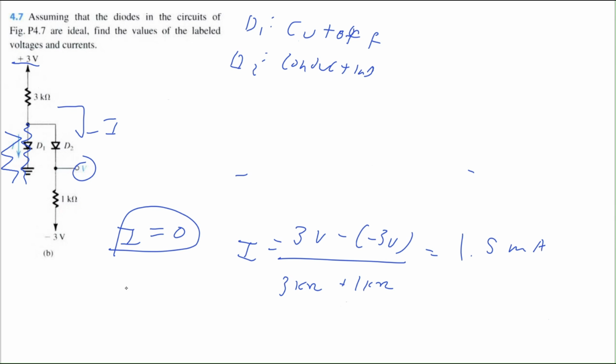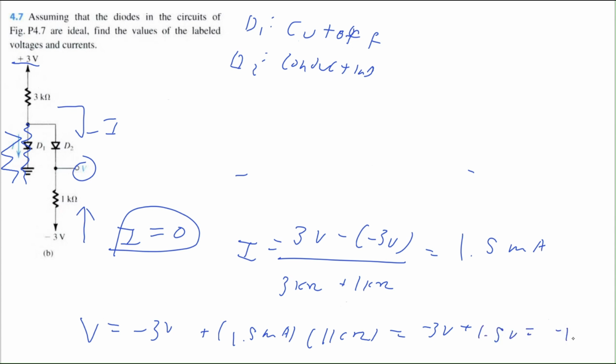So to calculate V, we just go back to Kirchhoff's voltage law. We'll start with this negative 3 and travel up. So V is equal to negative 3 plus I times R, 1.5 milliamps times 1 kilo ohm. And so that should be negative 3 volts plus 1.5 volts, which is equal to negative 1.5 volts. And there we go. So in summary again, this current here, the one that's labeled, is 0, but the current traveling across this wire is 1.5 milliamps, and the voltage here is negative 1.5 volts.